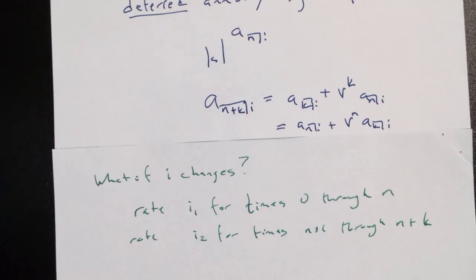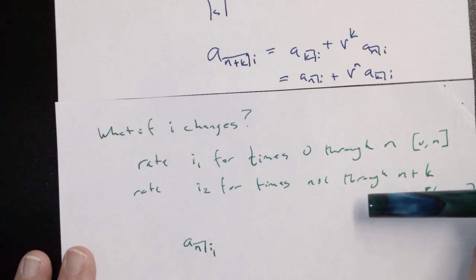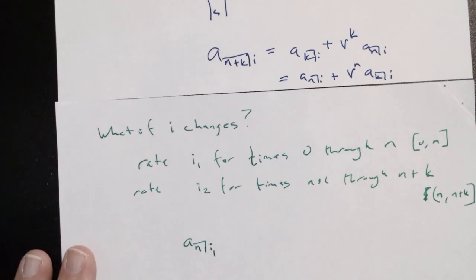So really what I'm thinking of is this is the interval from 0 to n, and this is the interval from n to n plus k, but notice closed on n, open on n. All right, so let me think. Normally I would just say, oh, we're going to do the first n periods at i1. That would make sense, right? Let's ignore this change for the moment and just worry about the first however many periods.